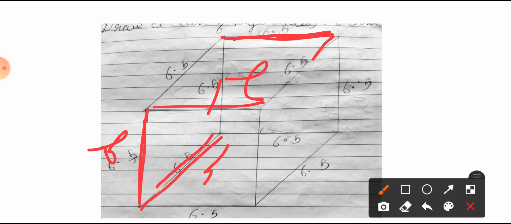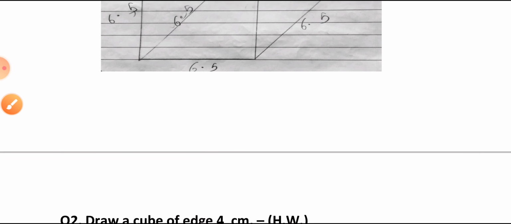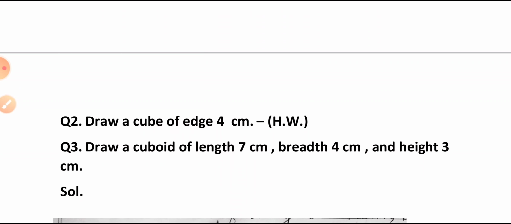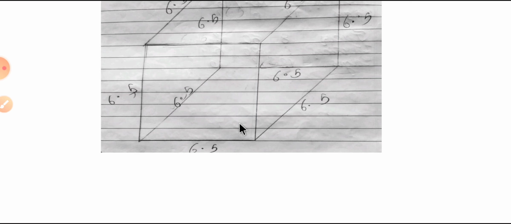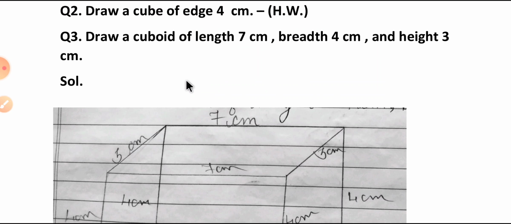So first of all, how do you have to draw? Using the scale, make a square of 6.5 centimeter. After that, make another square of 6.5 and join them. So you have to make a cube in which all the sides are of how many centimeter? 6.5 centimeter. Then draw a cube of edge 4 centimeter. Here you have to measure 4 centimeter using the scale, and the length, breadth and height are all 4 centimeter. It is the same as the first one, only instead of 6.5 you have to use 4 centimeter.